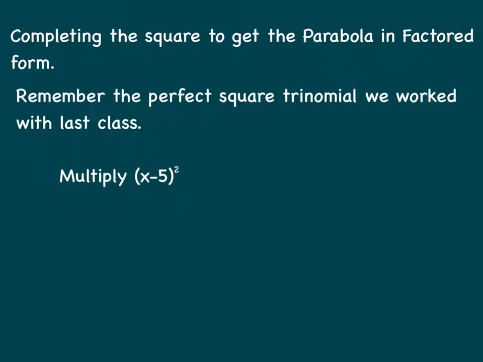All right, our final method we have is completing the square. And that stems from a perfect square trinomial. If you recall, we did this last class: x minus 5 squared. One thing you need to remember is that this is not x squared minus 25. You don't get to distribute that. Whenever we square something, that is x minus 5 times x minus 5.